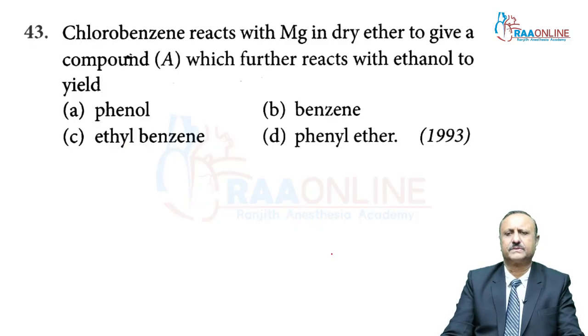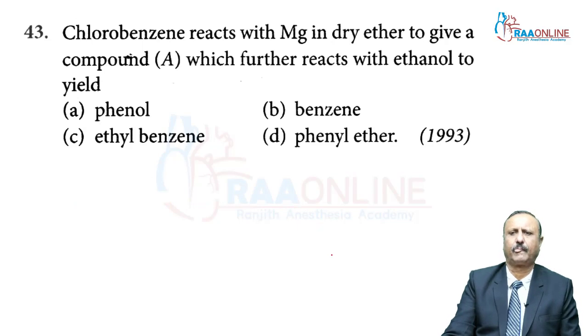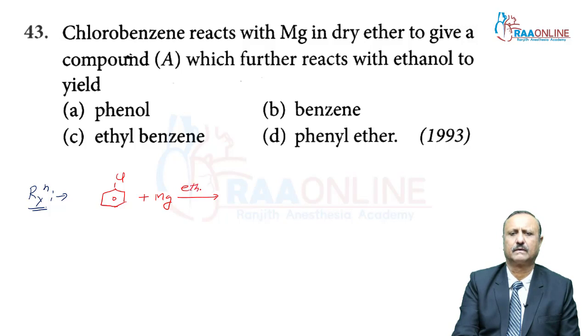Now, we can see question number 43. Here, my dear students, chlorobenzene reacts with magnesium in dry ether to give a compound A, which further reacts with ethanol to yield. Yes, we can make the reaction. Here is the chlorobenzene. This chlorobenzene reacts with magnesium in the presence of ether. My dear students, then you get the Grignard reagent.